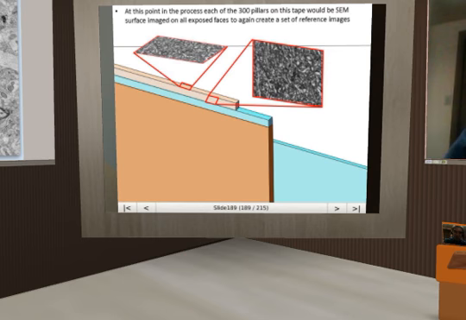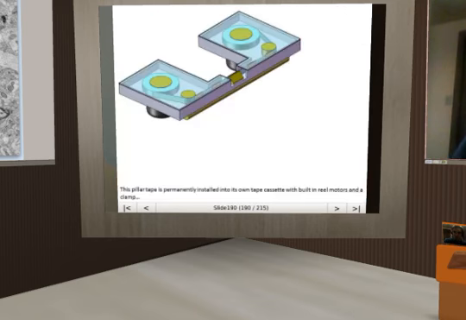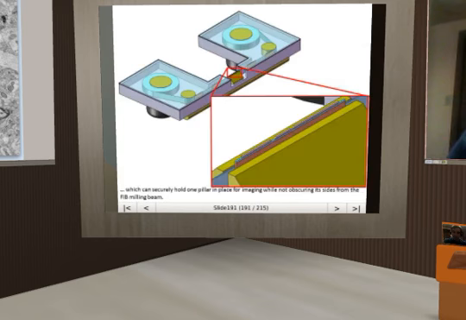At this point in the process, each of these 300 pillars on this tape, and remember there's 500 of these tapes, would be SEM surface imaged on all exposed faces to again create a set of reference images. And this pillar tape is then permanently installed in its own tape cassette with built-in reel motors and a clamp, which can securely hold one pillar in place for imaging while not obscuring its sides from the focused ion beam milling.